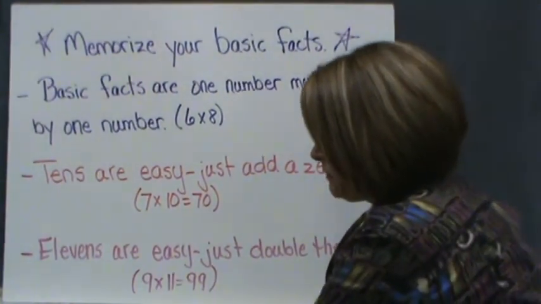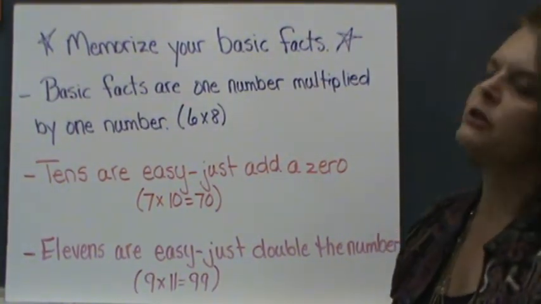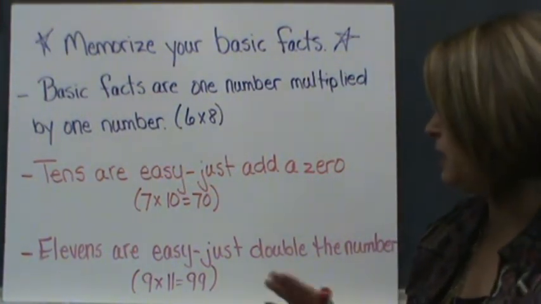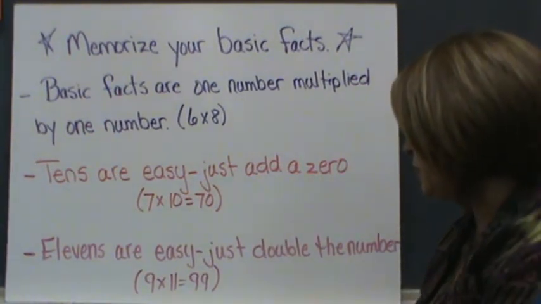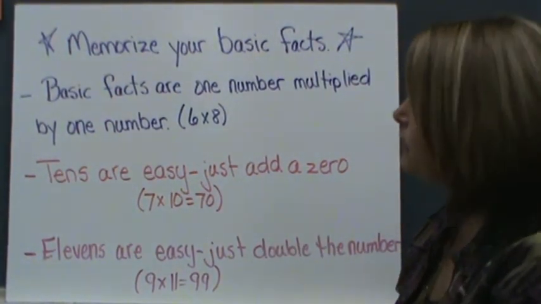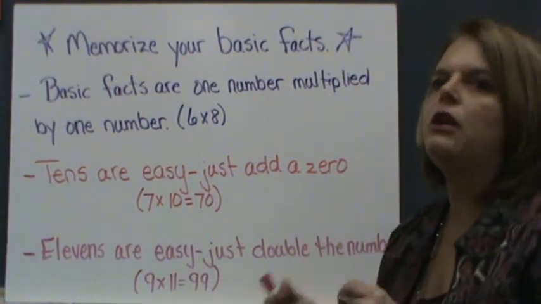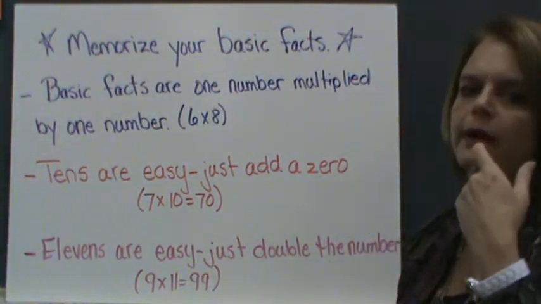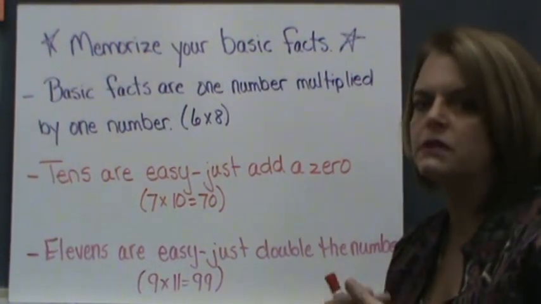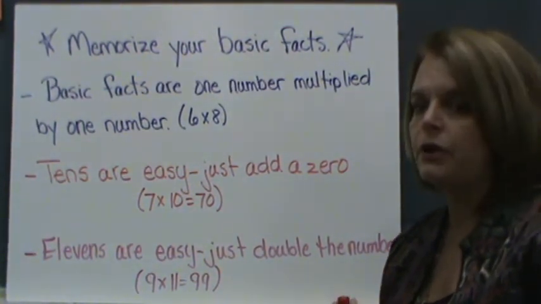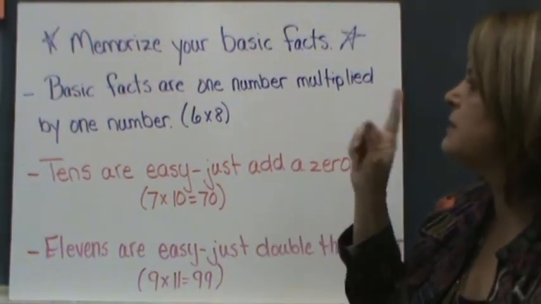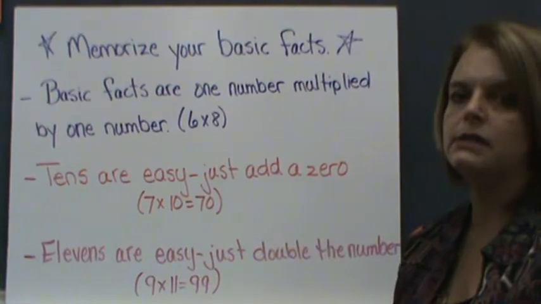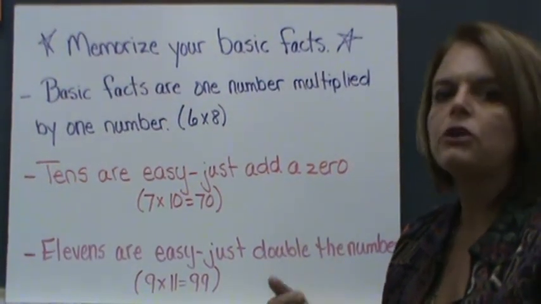It's simplest if you simply memorize your basic facts. You need to be able to show me on a number line. You need to be able to show me in sets. You need to be able to show me in an array how you work these basic facts. But if I stop you in the hall and I say, what's 6 times 8? You need to be able to tell me quickly 48. It's easiest if you go ahead and learn these, because when we move on to fractions and decimals and things like that, you'll be glad that you already know them. Memorize your basic facts. This is when you multiply one number by another number, like 6 times 8, 5 times 2, 3 times 7. Those are your basic facts.